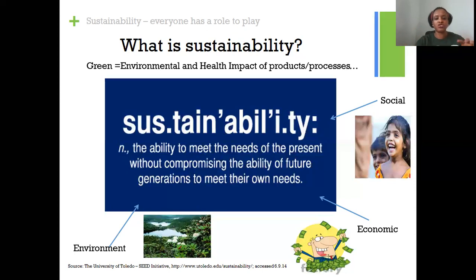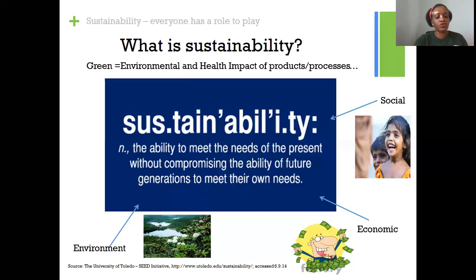And so you can imagine sustainability as a larger umbrella with social aspect, economic aspect, and environmental aspect tucked under it. And for a product to be sustainable, it needs to be socially equitable, economically viable, environmentally and health-wise bearable. So I hope you are now able to differentiate between the term sustainability and green.